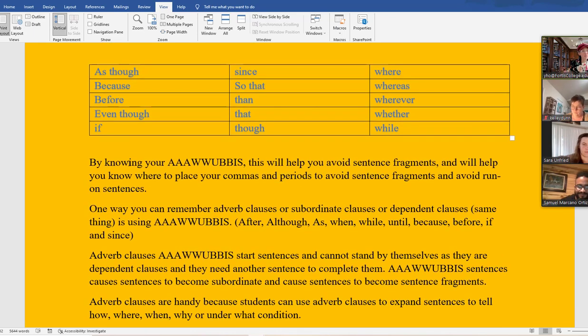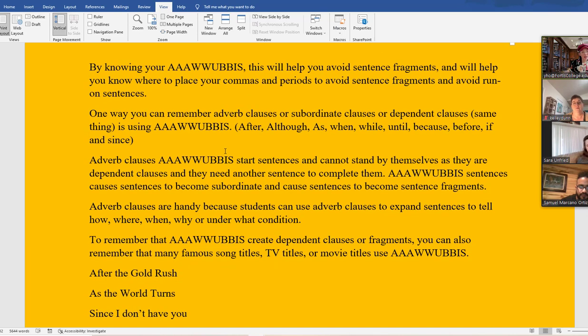Another way of remembering this would be AAAA WWUBIS. You have although, as, and I forgot what the other A stands for. Then W would be where, whereas, wherever. U would be unless. B would be because and before. I would be if, and S would be since. So you can remember it that way. Another way of remembering what subordinating conjunctions are will help you avoid sentence fragments and know where to place your commas and periods. Here I wrote it down.